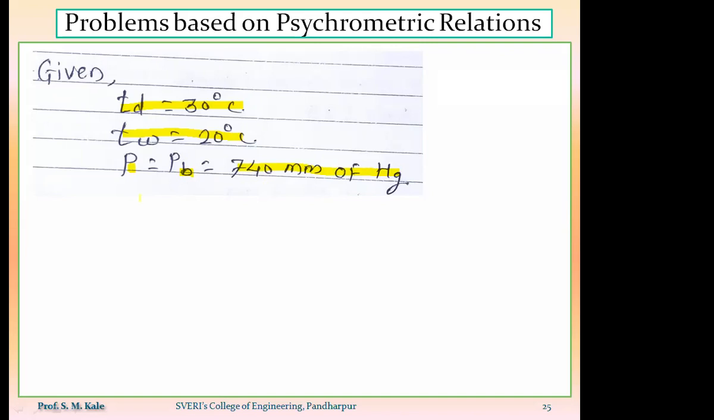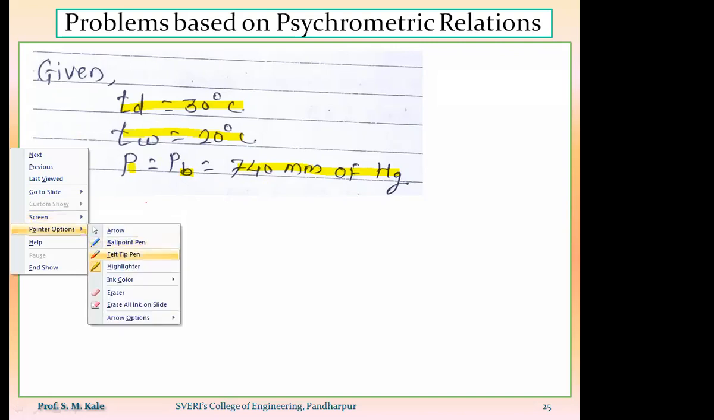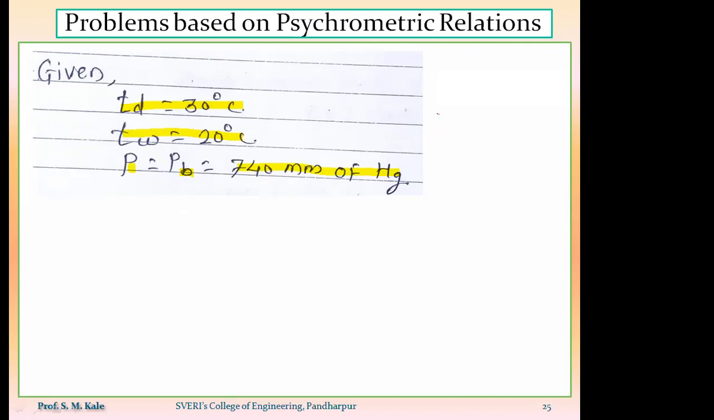Now, here what I have to find out? First of all, I have to find out the dew point temperature of that air. So I should know the value of TDP, dew point temperature. Then the second one, the relative humidity of that air. Then third, the specific humidity of that air. Then fourth, the degree of saturation or percentage humidity. Fifth, the vapor density. And sixth, the enthalpy of the air.